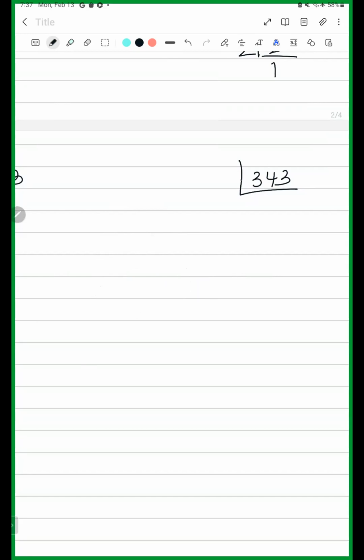So 3 will not be a factor. Because if we add them all together, we get 10, and that's not a multiple of 3. Exactly. Okay, now we come to 4. If a number is not divisible by 2, then it cannot be divisible by 4 either.